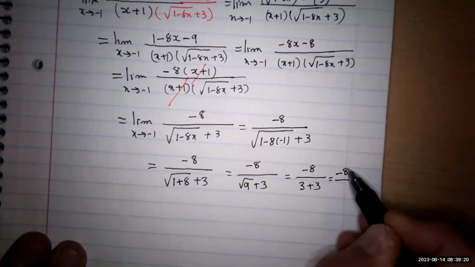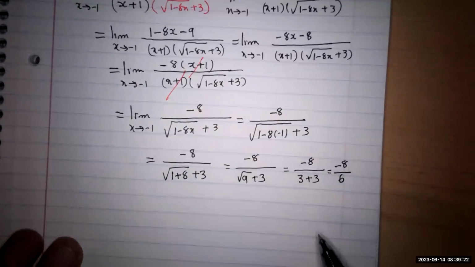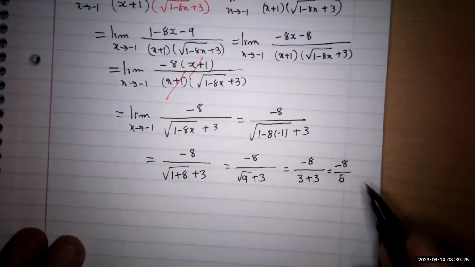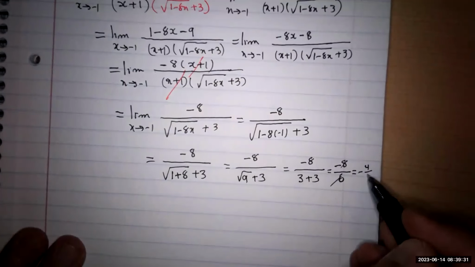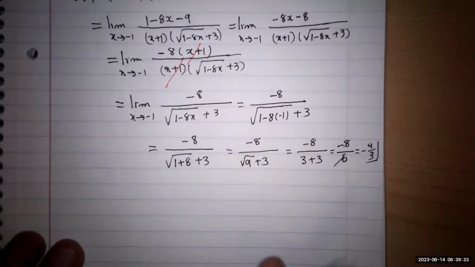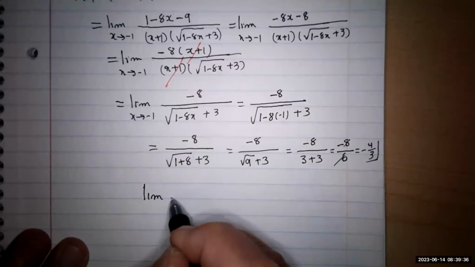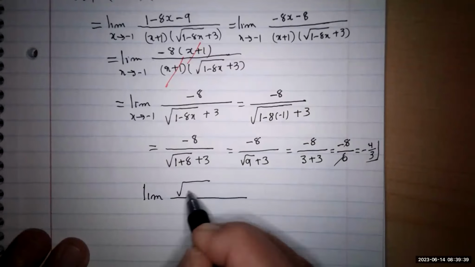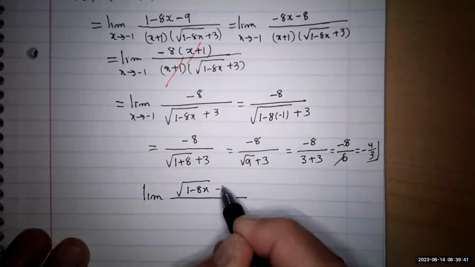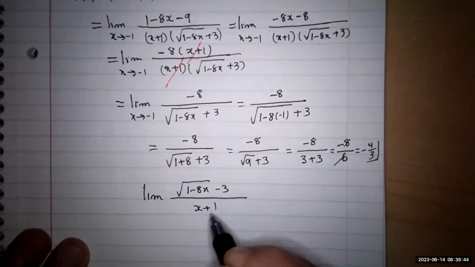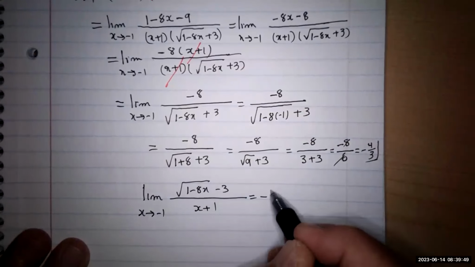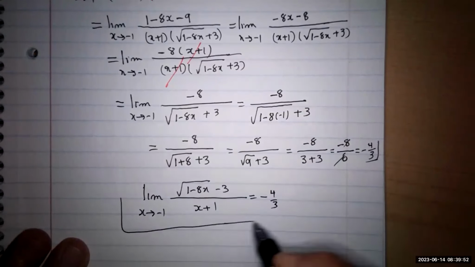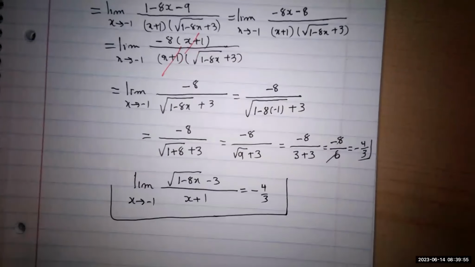Okay, -8/6, but you have to simplify. You know that fractions must be given in lowest terms. So if you simplify by 2, that gives -4/3. Final answer. So I repeat it again. It's a very important problem that you did. The limit of the radical 1 minus 8x minus 3 over x plus 1 when x goes to -1 is simply -4/3. The final answer.